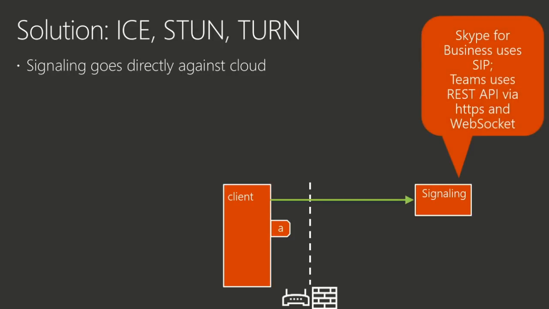For the signaling, we have already established that there is this service somewhere in the cloud that we can signal to. By the way, Skype for Business uses SIP for signaling. We don't use SIP in Teams. In Teams, all of that is HTTPS and REST API. We also use WebSockets for more persistent communication, so no more SIP. But what we use in terms of ICE is very similar.